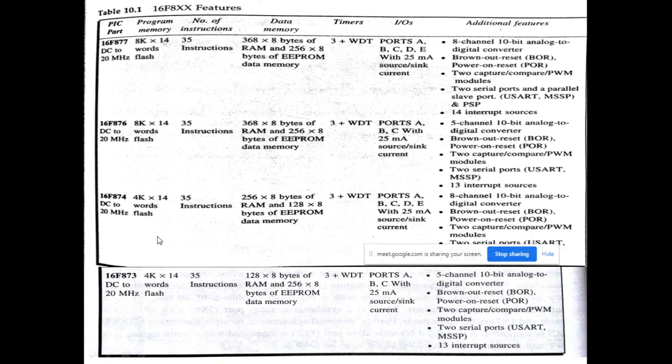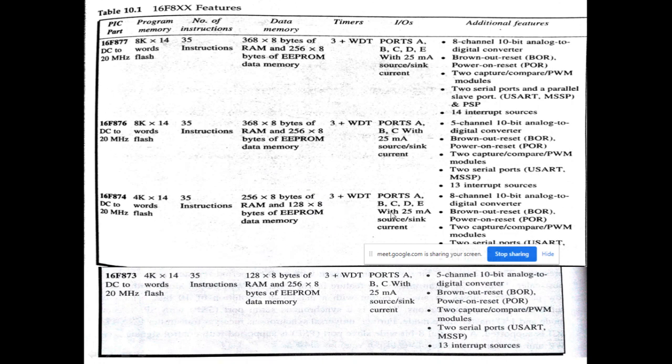Next you go for 874. In the 874 chip, what do you observe? The size of the memory is reduced. Now it is 4K instead of 8K. The RAM was 368 bytes, now it is reduced to 256. And the 256 bytes EEPROM is reduced to 128. So the amount of memory is now smaller.